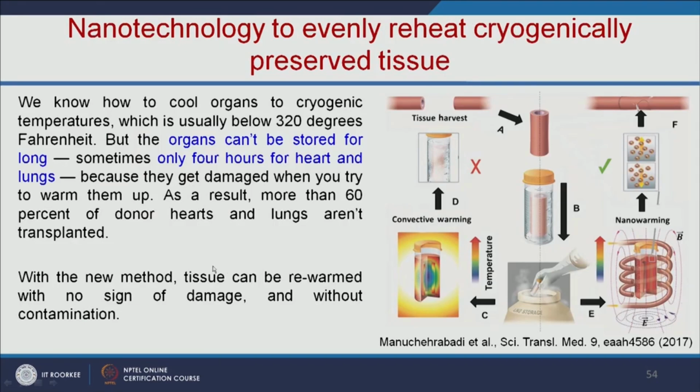Here, nanotechnology is not only for printing artificial organs, we can also use nanotechnology to preserve tissue. Usually the organs are stored at 320 degrees Fahrenheit, but the organs can't be stored for long. For example, we can store the heart or lungs only for 4 hours because they get damaged when you try to warm them up. Due to this, more than 60% of donor hearts and lungs are not transplanted. With this new method the tissue can be rewarmed with no sign of damage and without any contamination.